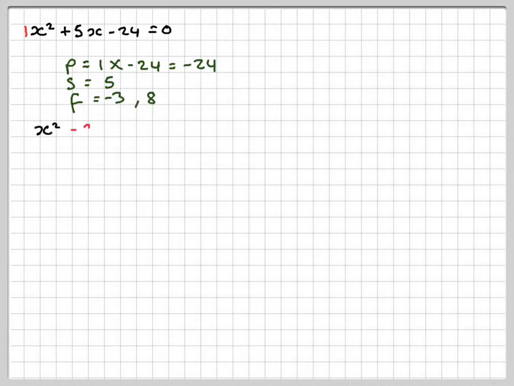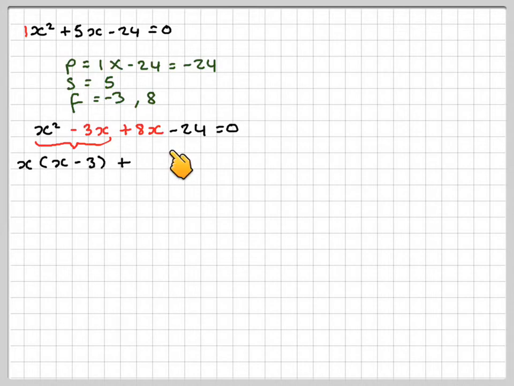We now write down the quadratic, splitting up the middle term into minus 3x plus 8x minus 24 is equal to 0. So these two together now make 5x. So we haven't changed the meaning. We'll group the first two terms together, take out the common factor of x, and we're left with x minus 3. And then we'll group the next two together, take out the highest common factor, which is 8, and again we're going to get x minus 3. We should always get the same thing.